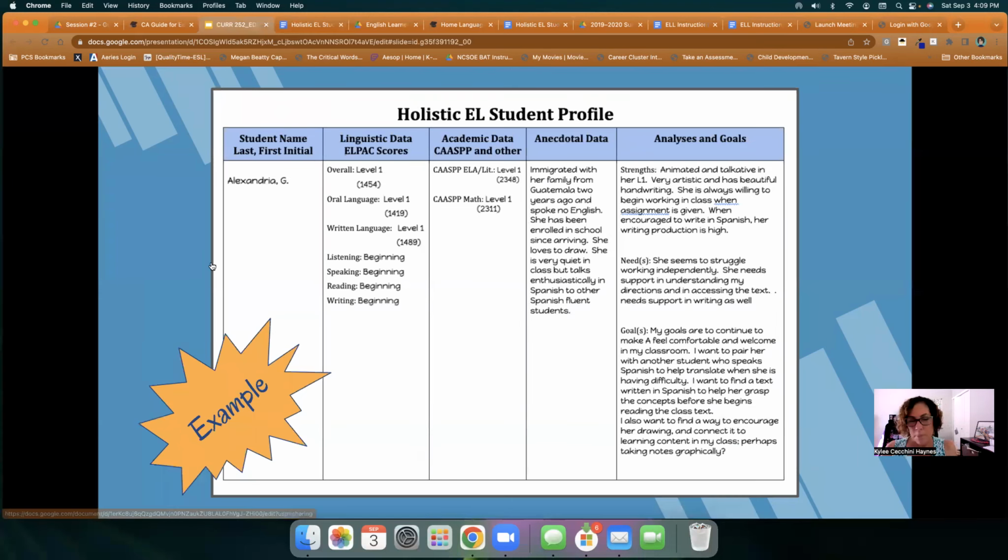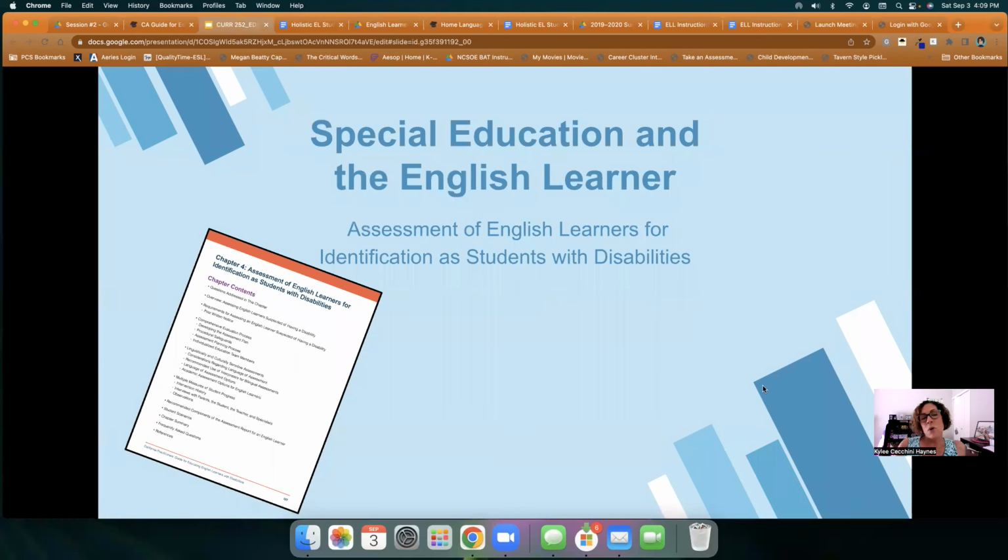Let's come back here. All right, so I now want to switch into the document that we're looking at, the California Practitioner's Guide. And for homework for this week, I'm going to have you read chapter 4, looking at the assessment of English learners, their assessment for special education, right? For assessing students to identify them as students with disabilities. And this chapter goes into all kinds of, it's fabulous.